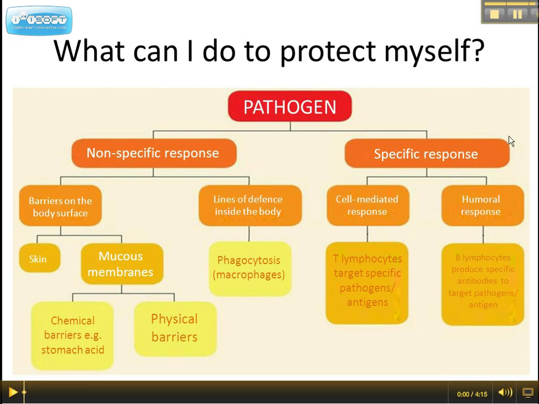But the specific response includes an immunological memory. That is, the pathogen can be recognised a second time with a faster and bigger response, and therefore we're less likely to suffer from symptoms. This would explain why you might only get chickenpox once in your life.